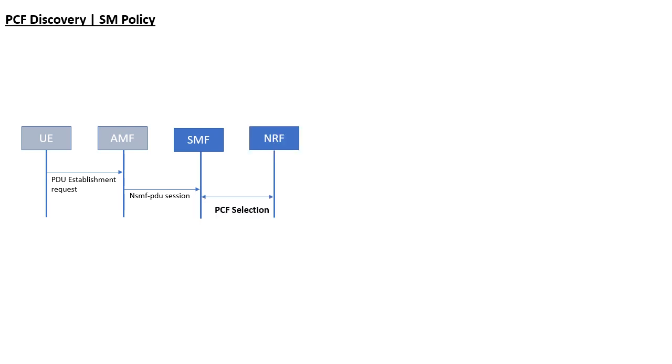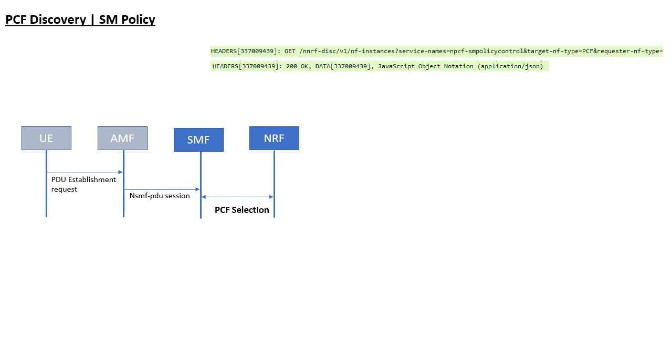So the SMF will request the NRF and do the discovery of the PCF, but in this case the service name will be NPCF SM policy control, because it wants session management policy. Earlier the AMF wanted UE management policy, UE control policy, but in this case the SMF wants session management policy. You see the GET message and NRF discovery, which is the same service exposed by the NRF, with the service name NPCF SM policy control, which is the service the SMF wants to access.